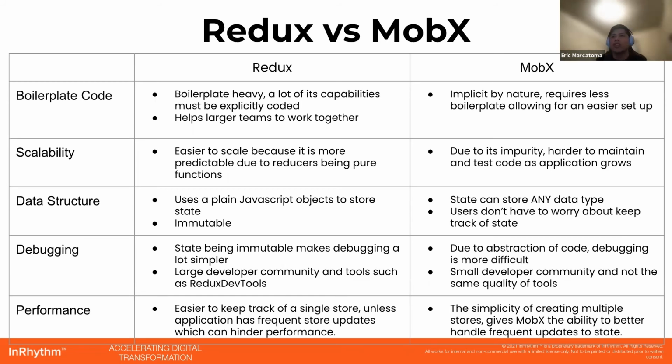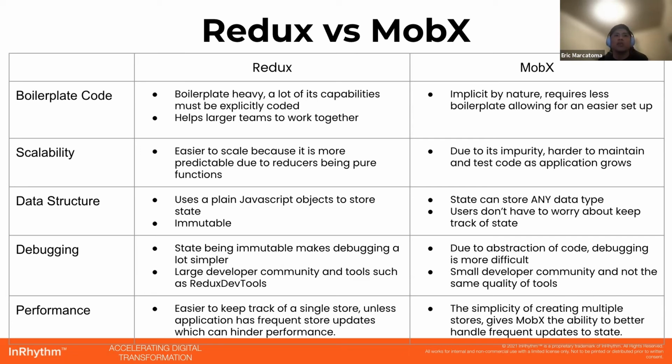In MobX, due to the abstraction of code, debugging is a little more difficult. Everything happens behind the scenes, so it's harder to see where the error happened in your application. On top of that, it has a smaller developer community and not the same quality of tools. Like I said before, a cool thing about Redux is that it has a lot of tools, like the time traveling debugger.